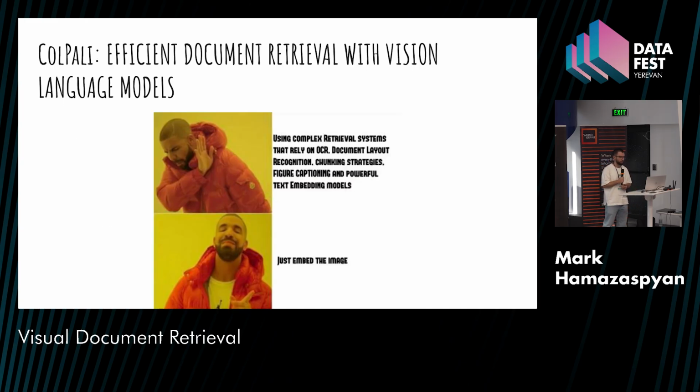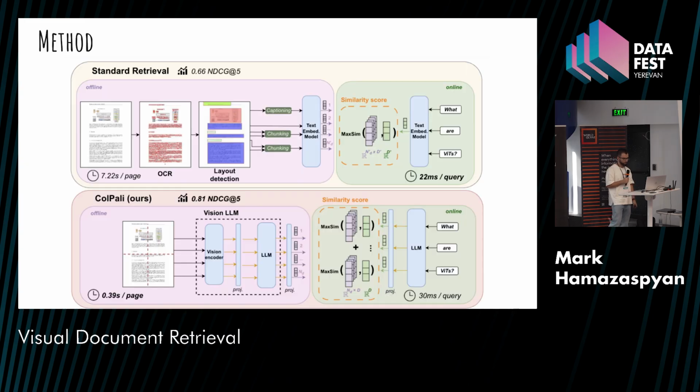Then the solution comes from the guys who invented ColPali. Instead of doing all this difficult processing, OCR and so on, we just embed the image. So we create a model that takes the image directly as an input instead of text. Okay, so this is the overall method.